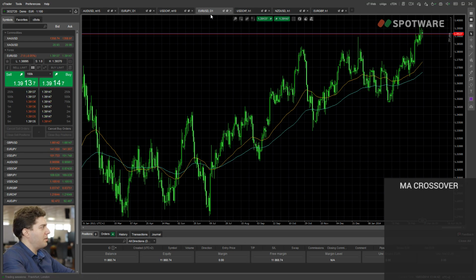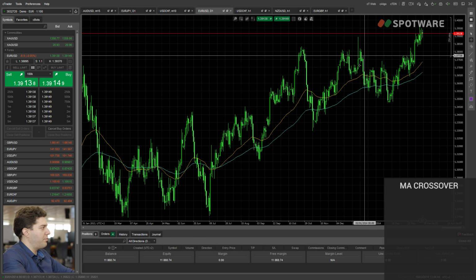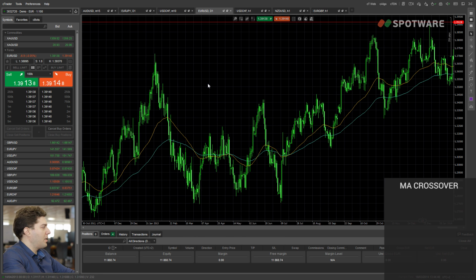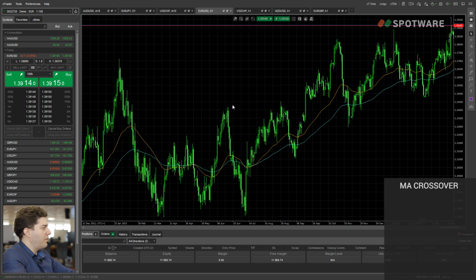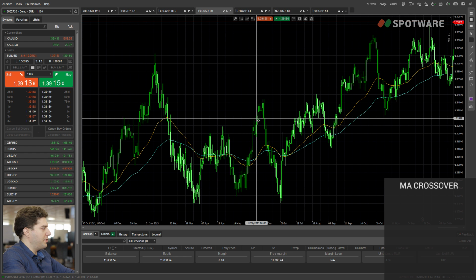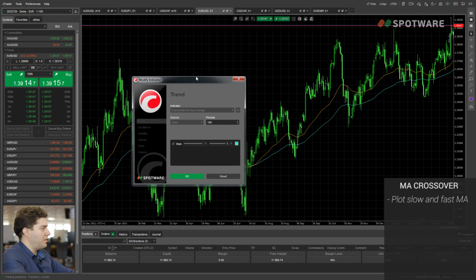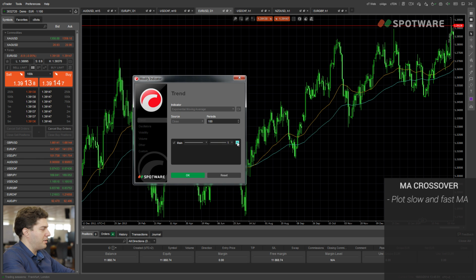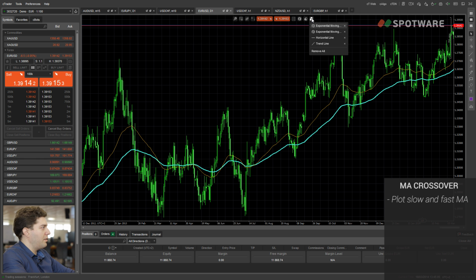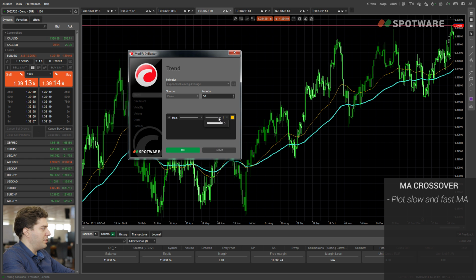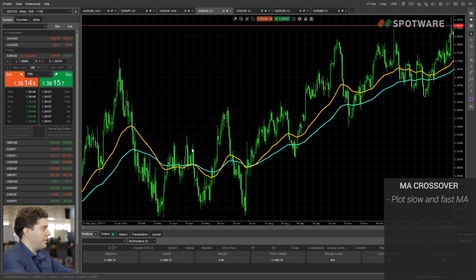We have here a daily chart of EUR/USD. We also have an uptrend here. So when trading the moving average crossover, what you're supposed to do is have two moving averages plotted, a slow moving average and a fast moving average. In this case, as you can see, the slow moving average is 100 periods. It's a blue one. Let's make it fatter. And the fast moving average is 50 periods. Let's make this also fatter.